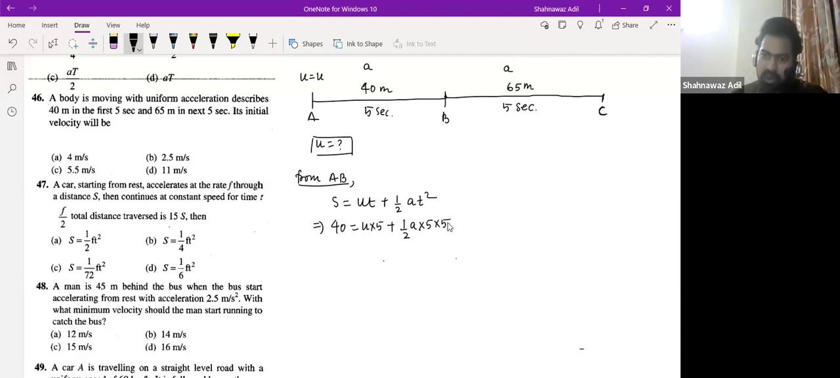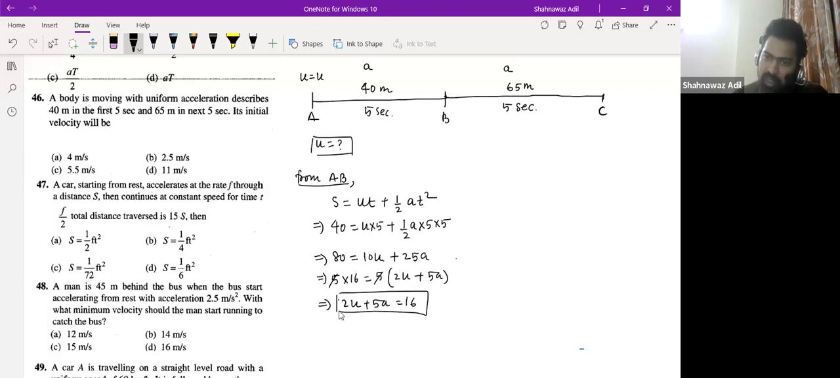Right. So let's multiply this 2 with everyone. That will become 80. This will become 10u, and this is 25a. Now we can see that 5 is common, so we can take 5 common from everything. So this is 16, this is 5, and then this is 2u plus 5a. So 5 and 5 cancel, and I can write 2u plus 5a equals 16. So this is my first equation.